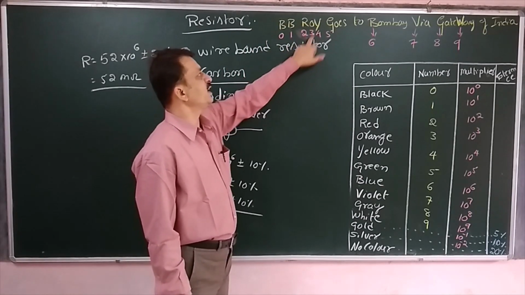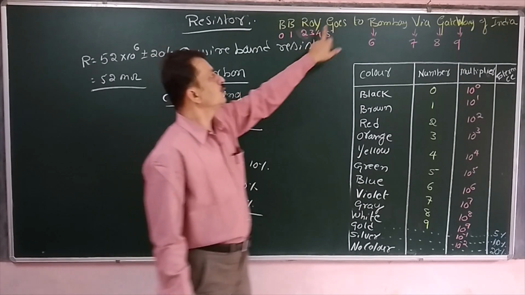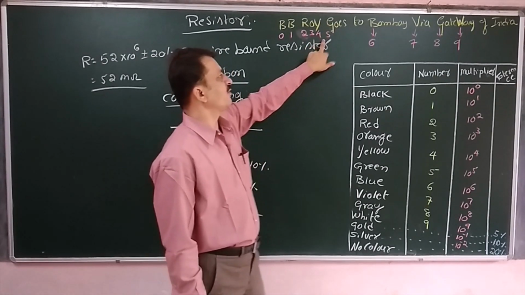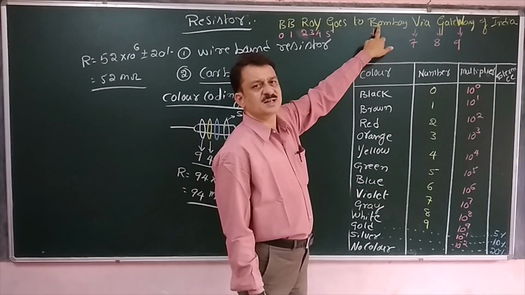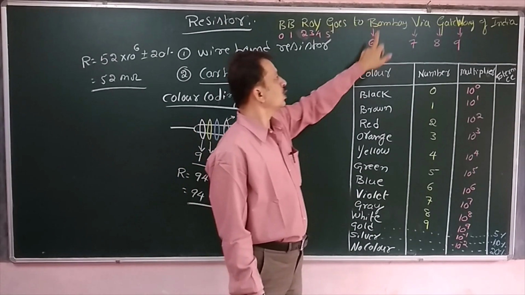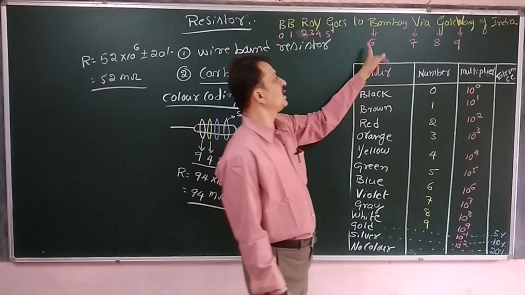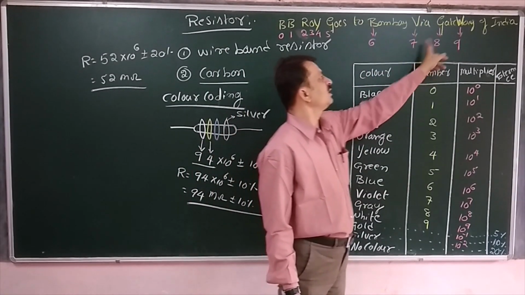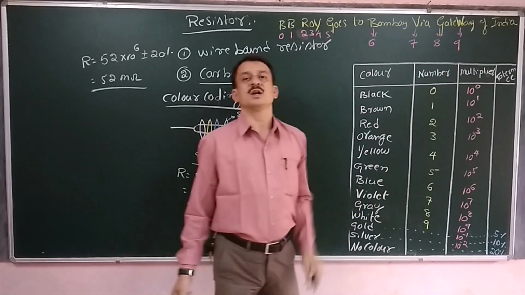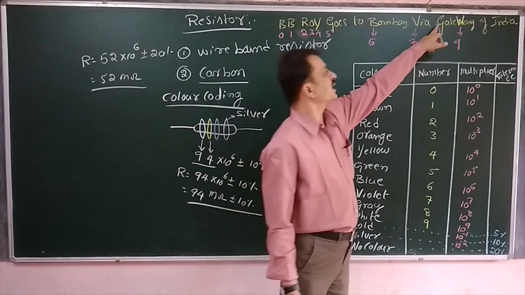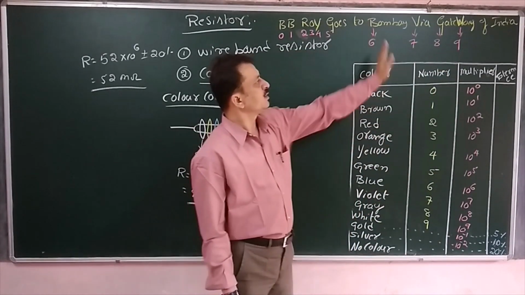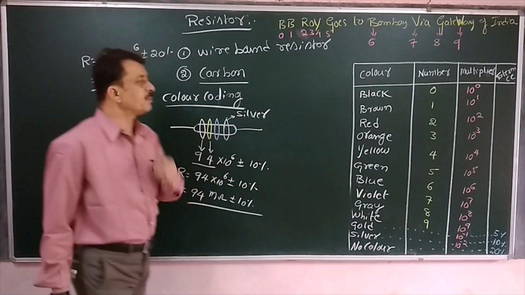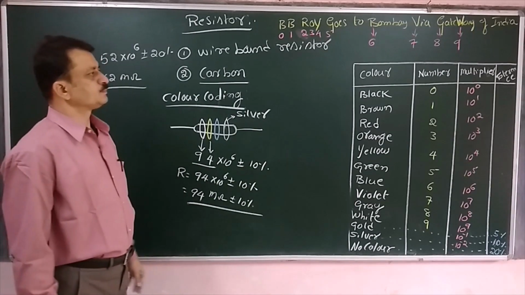Orange 3. Yellow 4. Now here green, green is 5. And here capital B, that is Bombay, in that blue color we will identify blue, that is 6. And here we will find violet 7. Now in the Gateway we have two colors, G, that is gray 8, and white, that is 9. Like this we can easily remember the value of the color codings.